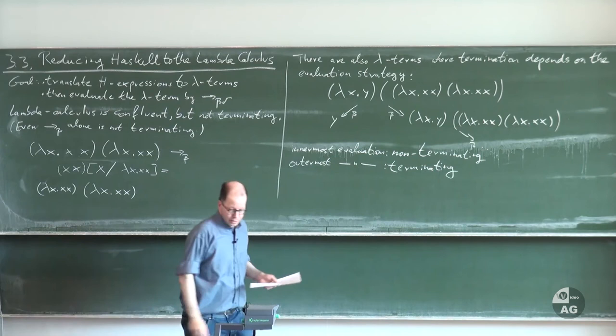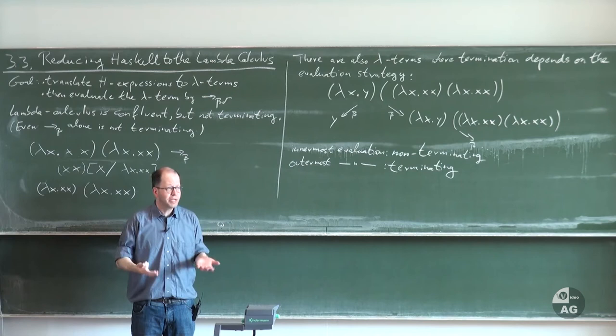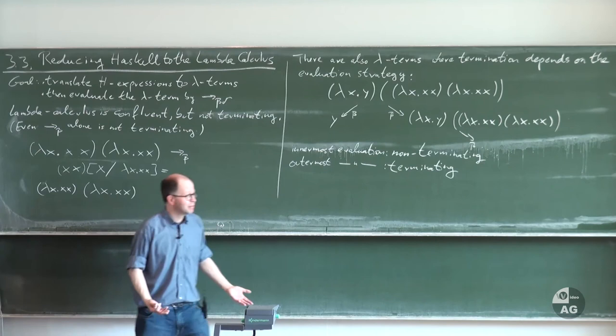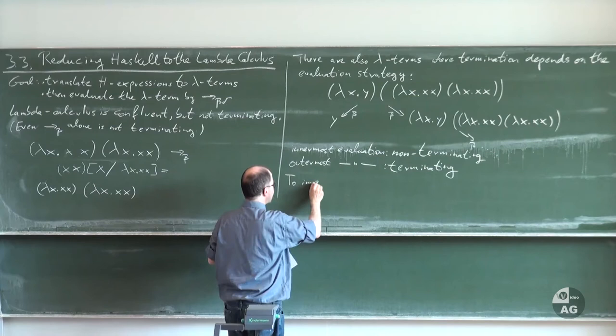And so we have to make a decision. When we want to implement Haskell, we cannot say, well, we don't care about the evaluation strategy, because the termination behavior must be determined. I mean, we must uniquely determine whether something terminates or not. And so we have to fix the evaluation strategy. And of course, since we want to implement Haskell, we will take the outermost evaluation strategy, because Haskell relies on this idea of outermost evaluation strategy. And so to implement Haskell, we will take leftmost outermost evaluation.